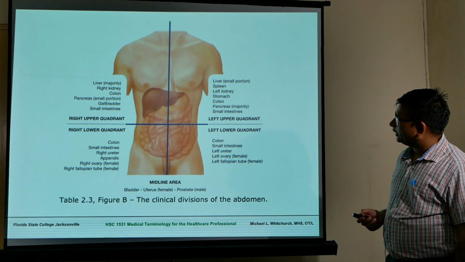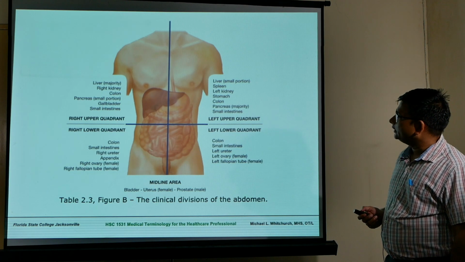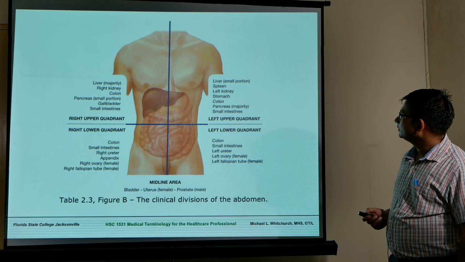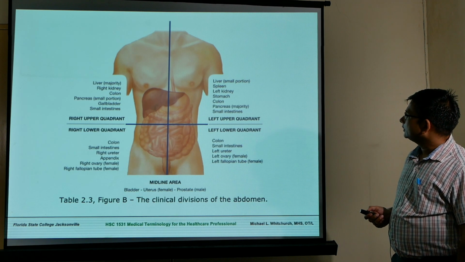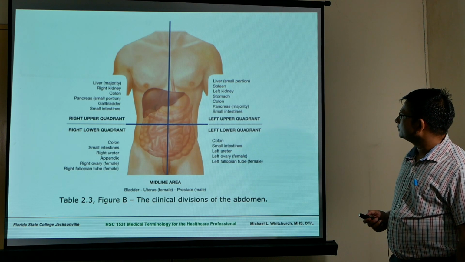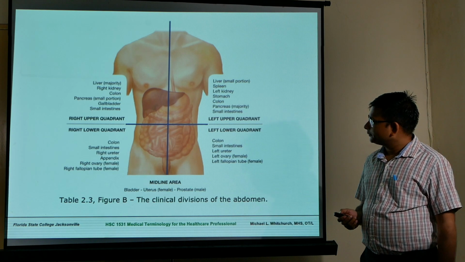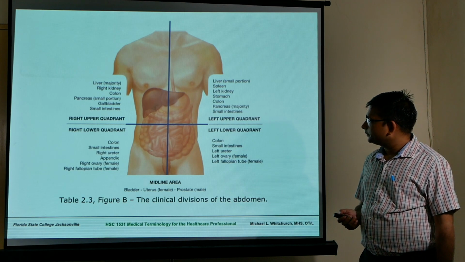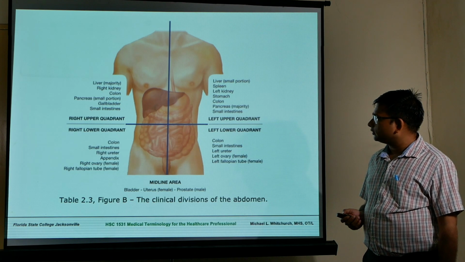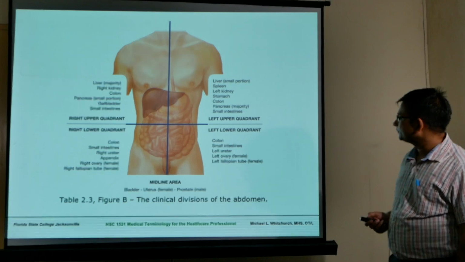In the right upper quadrant lies most of the liver, then the right kidney, colon, pancreas, gallbladder and small intestine. In the left upper quadrant lies the rest of the liver, spleen, left kidney, stomach, colon, pancreas and small intestines. In the right lower quadrant lie the colon, small intestine, right ureter, appendix, right ovary in females and right fallopian tube in females.